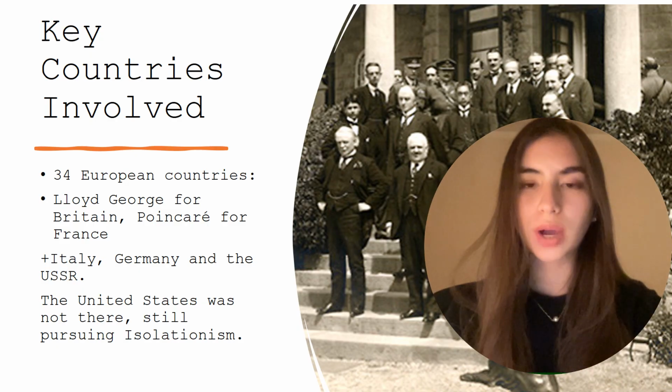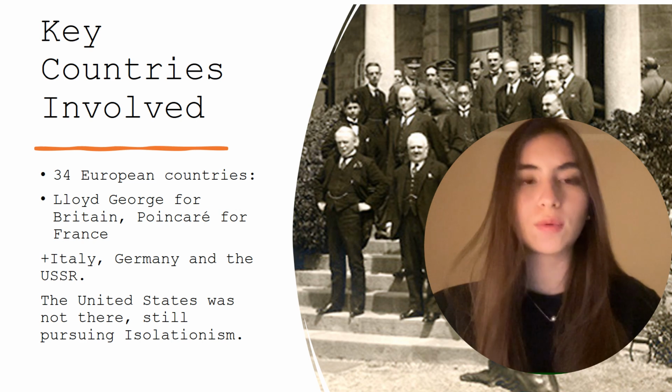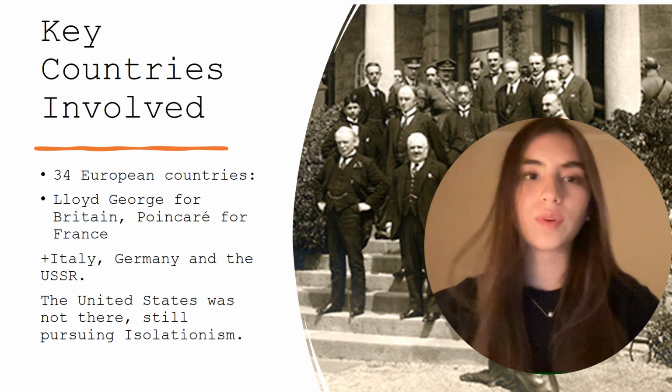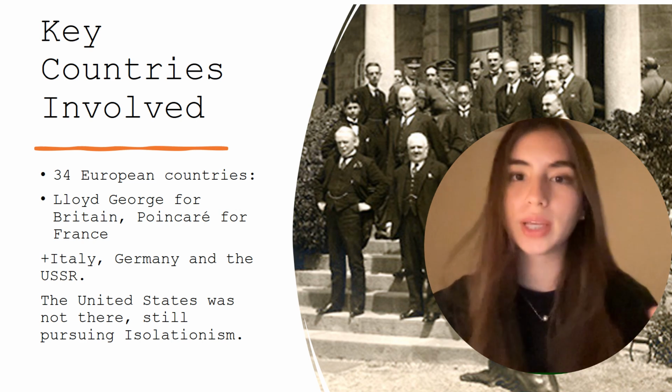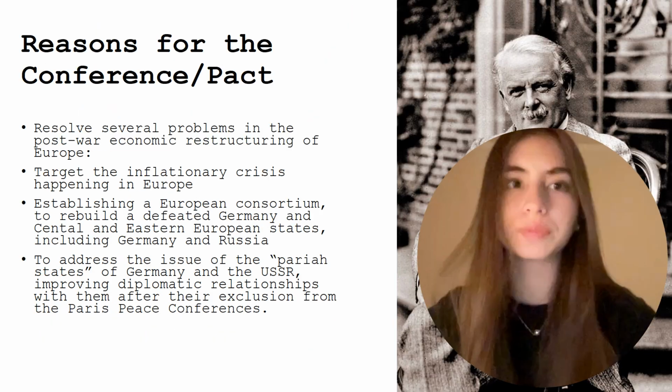So what countries were present at the Genoa Conference? There were 34 European countries, and it was organized by Lord Lloyd George for Britain. Obviously also there was France, Italy, and importantly Germany and the USSR. But the United States were not there because they were still pursuing their isolationist policy after World War I.